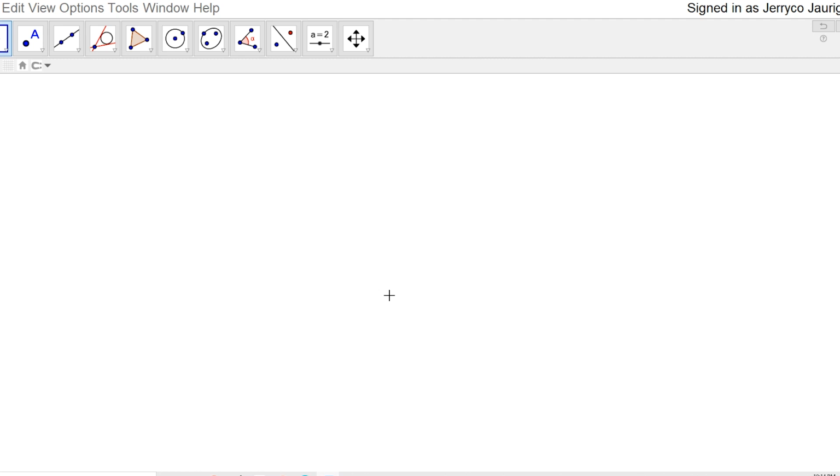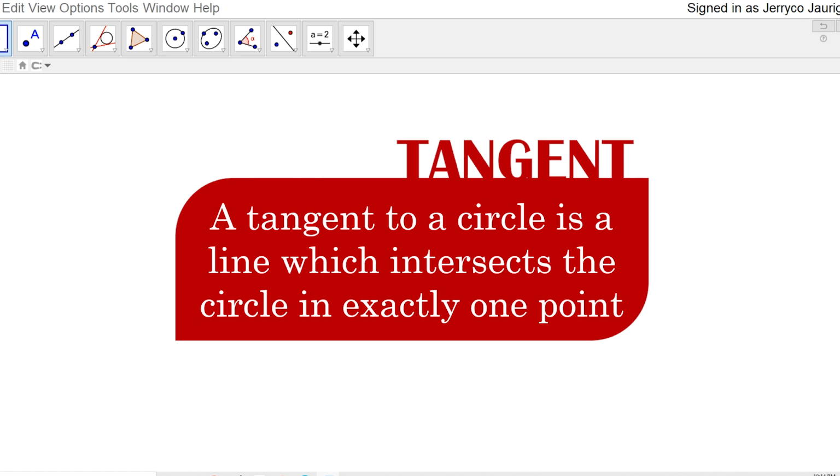On this video, let's talk about theorems on tangents. But before we go over the theorems, let's first define and construct tangents on GeoGebra. By definition, a tangent to a circle is a line which intersects the circle in exactly one point.